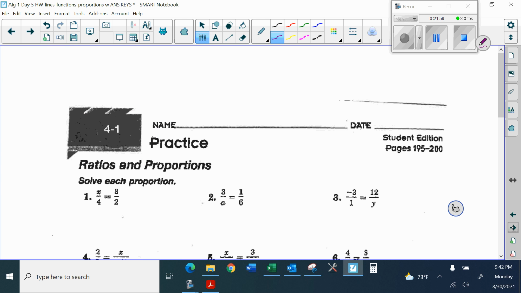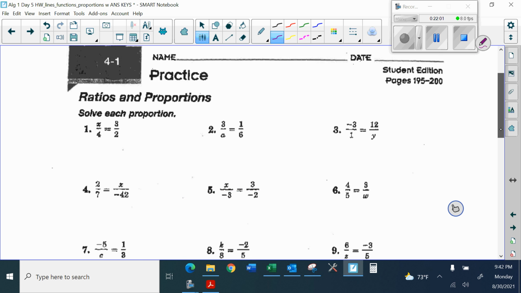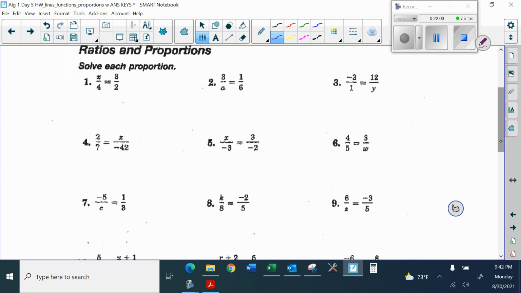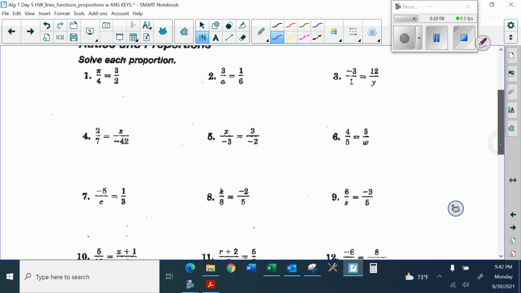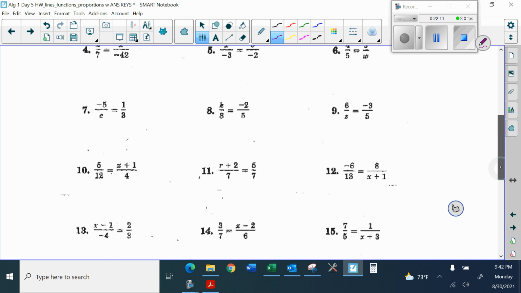All right, now solve proportions. You've been doing this since 7th grade. Okay, there's multiple ways to solve proportions. Hopefully your middle school teacher has taught you shortcuts. If not, you'll learn them here.